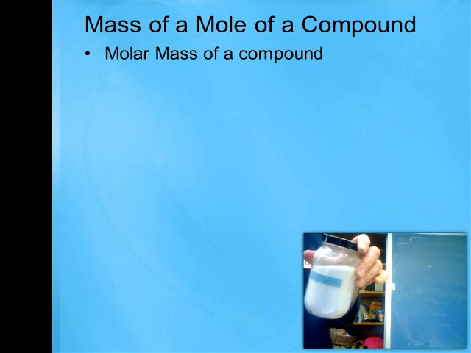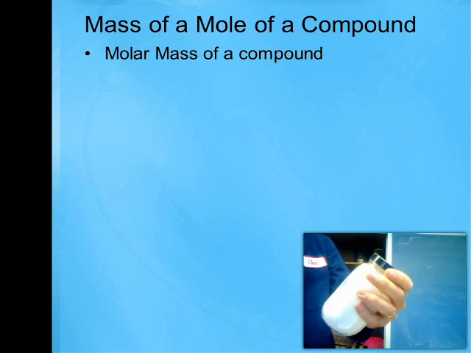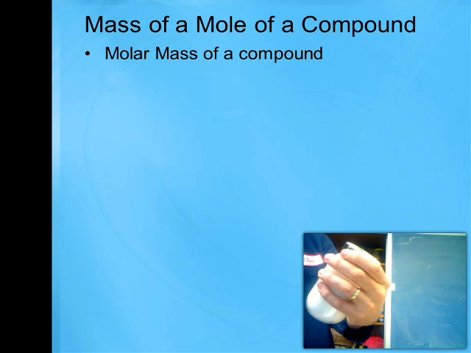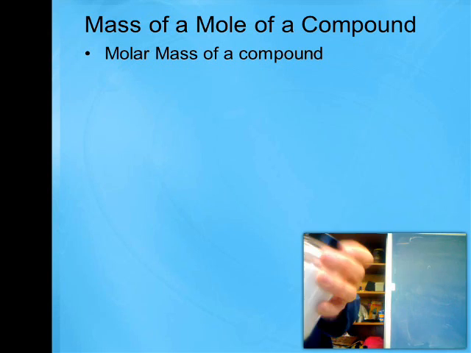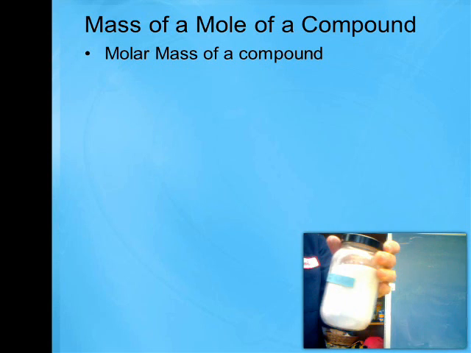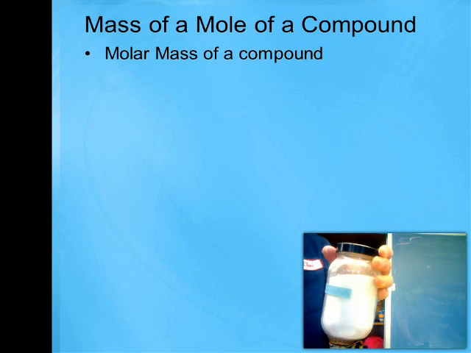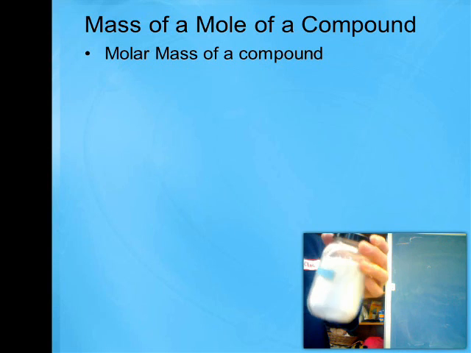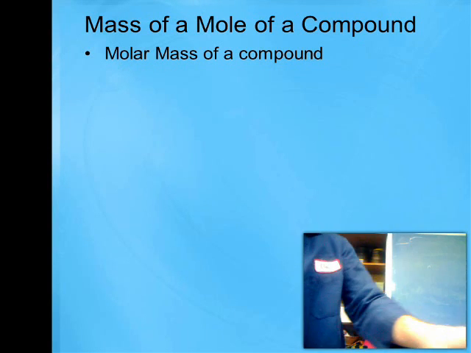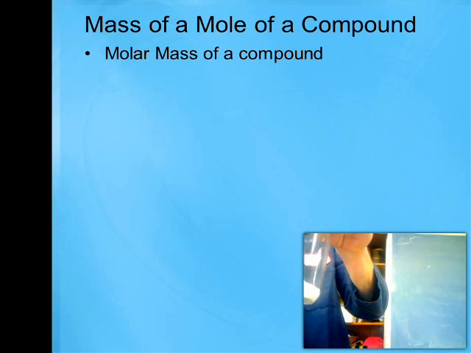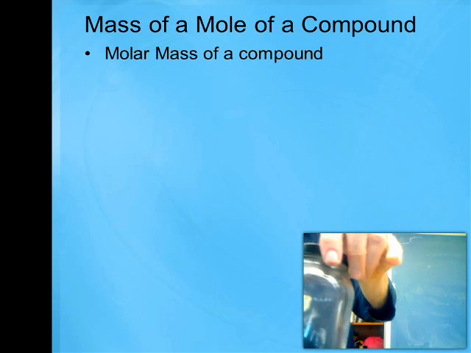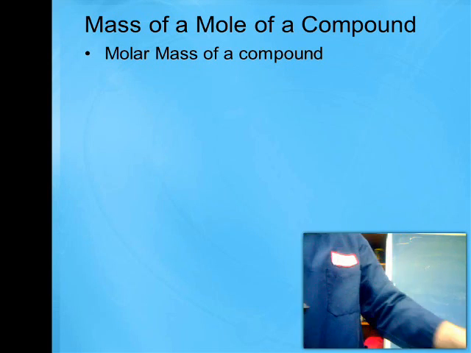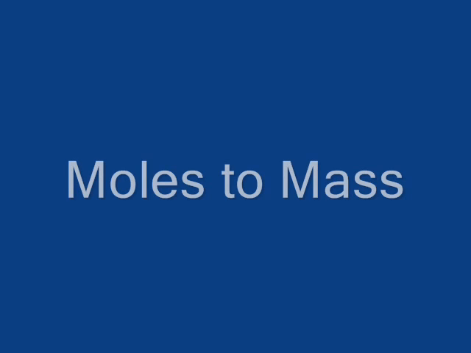Sucrose, 1 mole of sucrose. This is C12H22O11. Sucrose is table sugar. So 1 mole. Pretty cool stuff. So here we have a mole of sugar, a mole of salt, a mole of aluminum, a mole of sulfur.